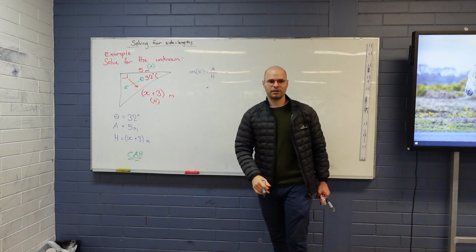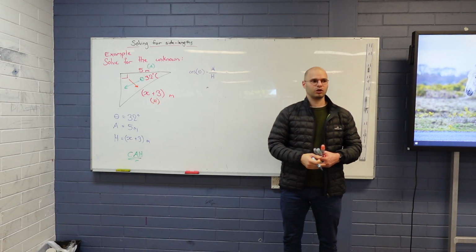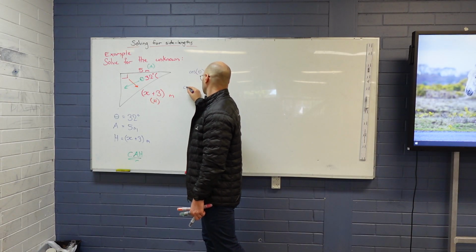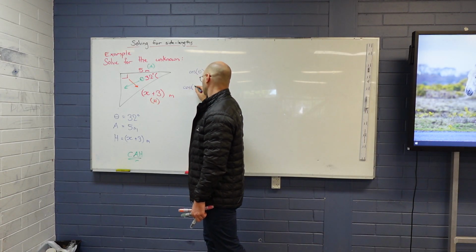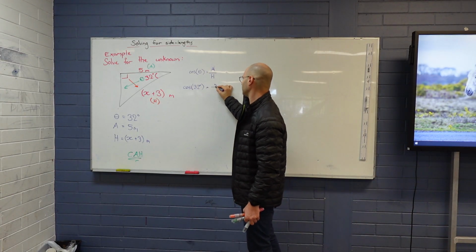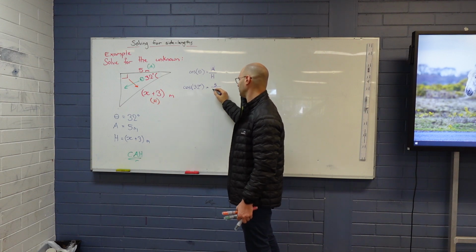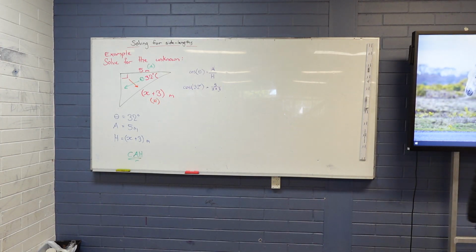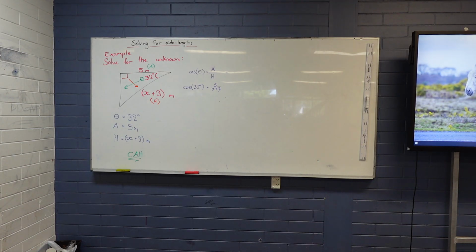My next line of mathematics is going to include all of the variables that we know. We know that theta is equal to 32 degrees. We know that the adjacent is 5 meters. And we know that the hypotenuse is x plus 3. So here's our math statement. Next thing we want to do is solve for the unknown, which is x.